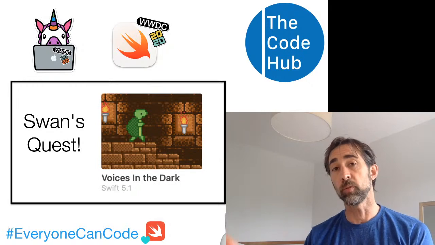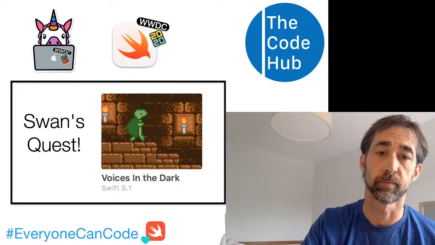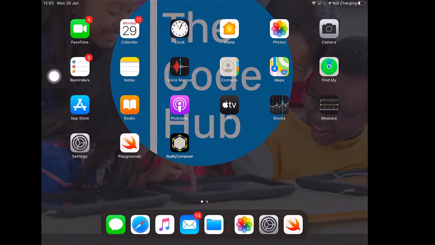All right, so let's go over to the iPad and check out Swan's Quest Chapter 4. All right, so here we go. I've got Swan's Quest Chapter 4. Again, if you're just joining us because maybe you missed last week, what we did last week was we walked through the WWDC playgrounds. They're all available here on the developer app.